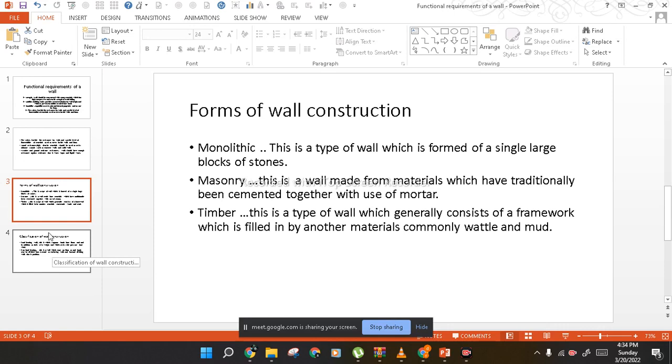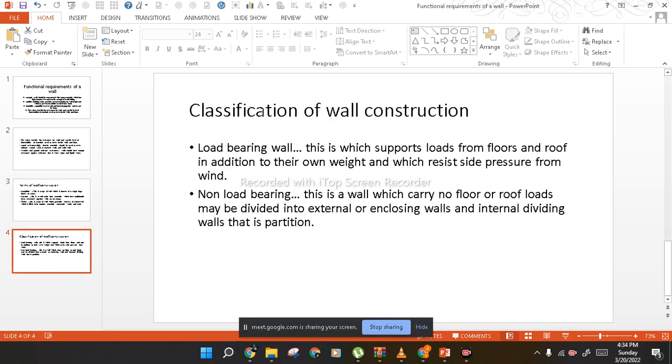Maybe if we can go to the last slide, which is classification of wall construction. We have two actually. The first one is load bearing wall. Then we have non-load bearing wall. So we can start with load bearing wall, which supports loads from floors and roof, in addition to their own weight, and it can resist side pressure from the wind.